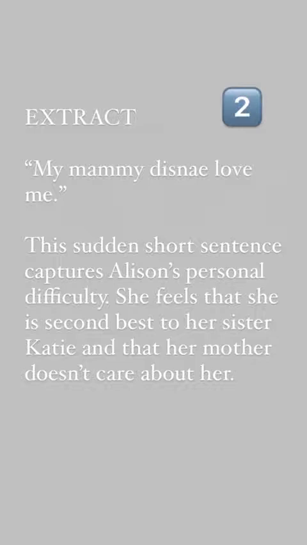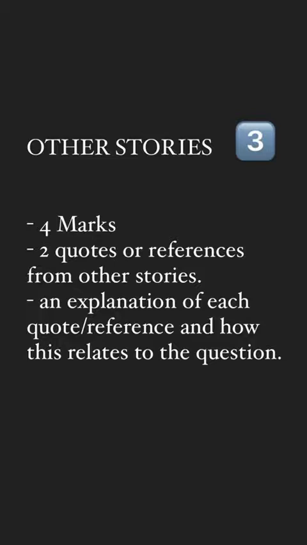And by all means, if you can spot a technique, maybe some word choice, imagery, sentence structure or tone that has been used in the quote you have chosen, then by all means pick that out and comment on it in your explanation. Just make sure that you link your whole explanation back to the question. So in this case, back to the personal difficulties faced by the characters. Then we move on to our third and final heading, which is other stories. And here you can achieve a maximum of 4 marks.